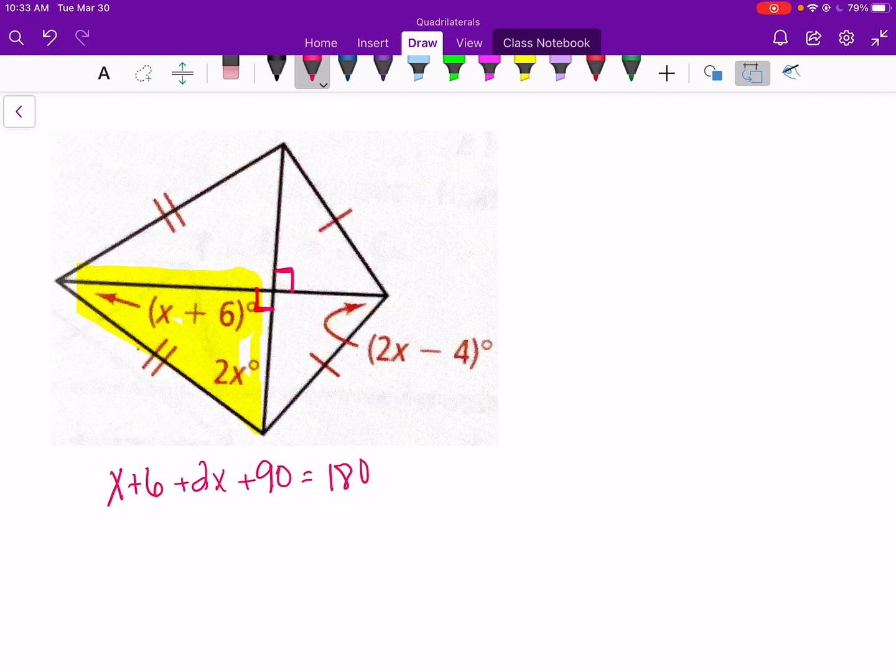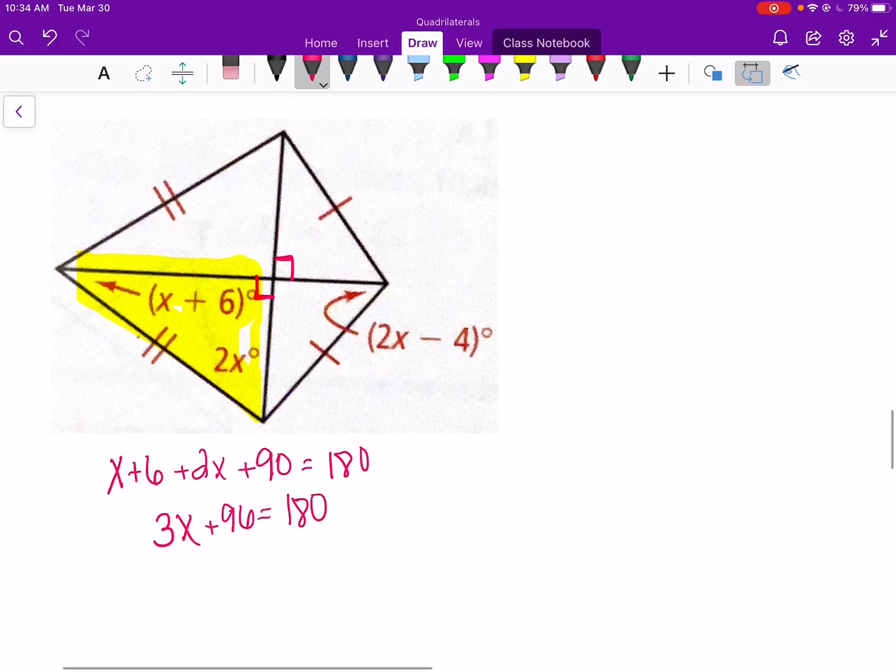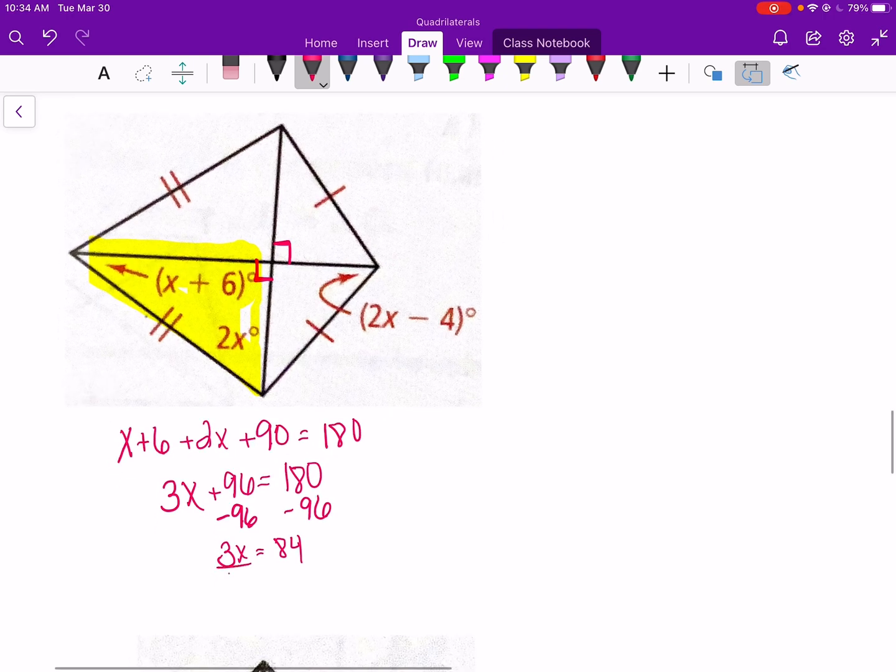If I combine like terms on the left-hand side, I know that x plus 2x is 3x. And 6 plus 90 gives me 96, equals 180. And then we just solve. So subtract the 96 from both sides. So 3x is equal to 84. Divide both sides by 3, and x is 28.